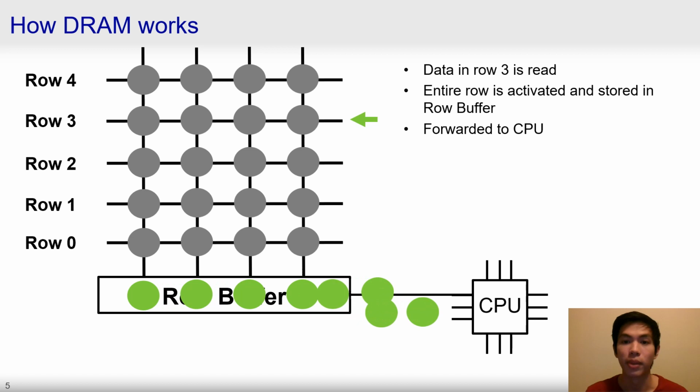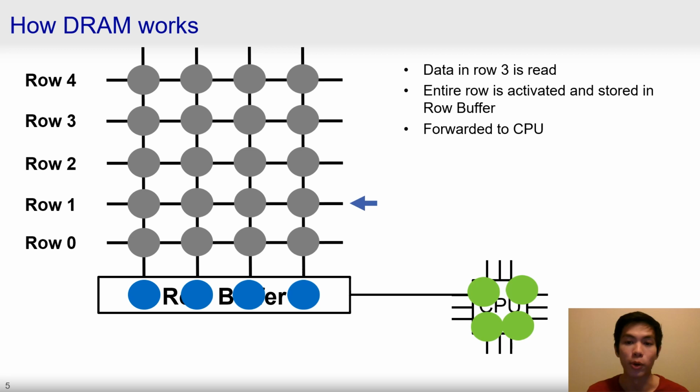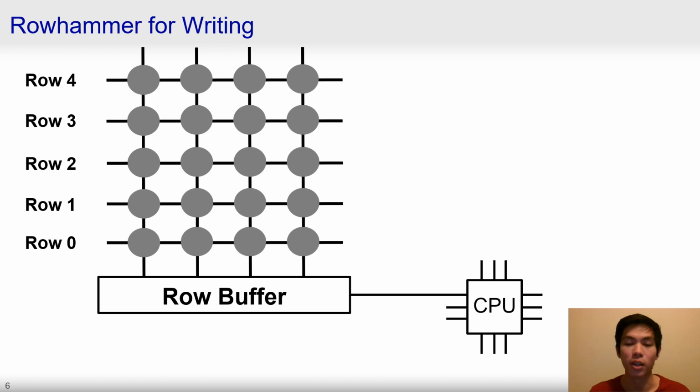Then, if the CPU wants to read a piece of data located in row 1, all of row 1 is activated before it replaces row 3 in the row buffer. Finally, like before, the requested data is served to the CPU. Now that we have a cursory understanding of how memory works, we can talk about Rowhammer.